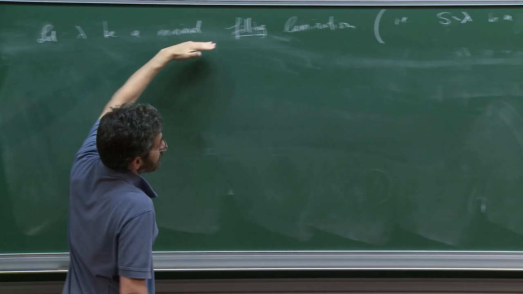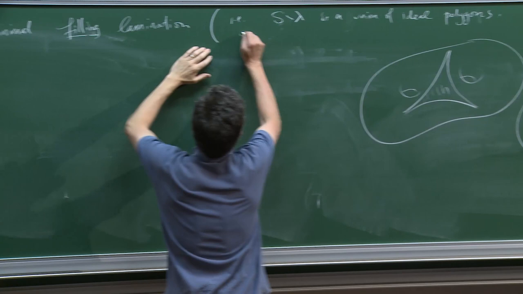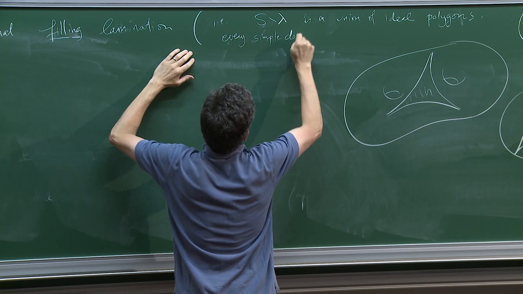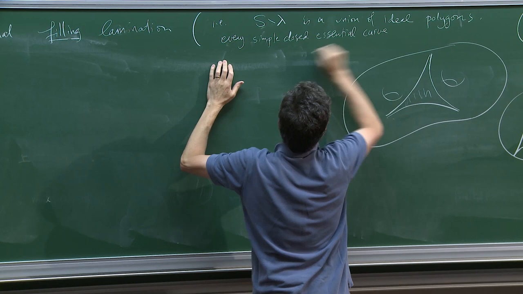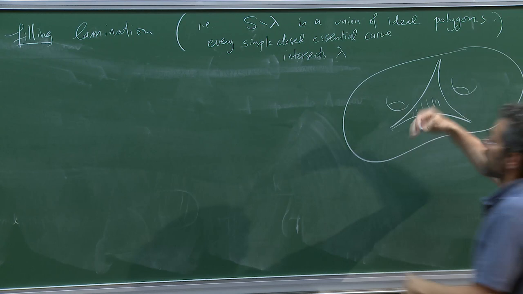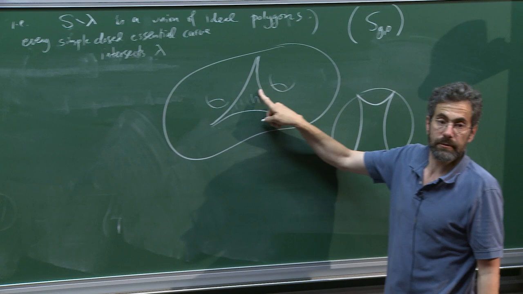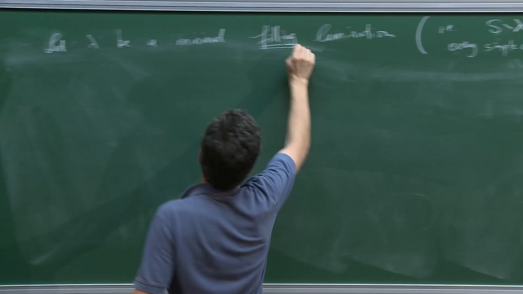When that happens, it also means that every simple closed essential curve intersects lambda. Right? It follows that once this is true, you cannot draw a simple closed curve in the complement unless it bounds a disk. So it must intersect lambda. So that's what it means to be filling. It intersects every simple closed curve. Okay.